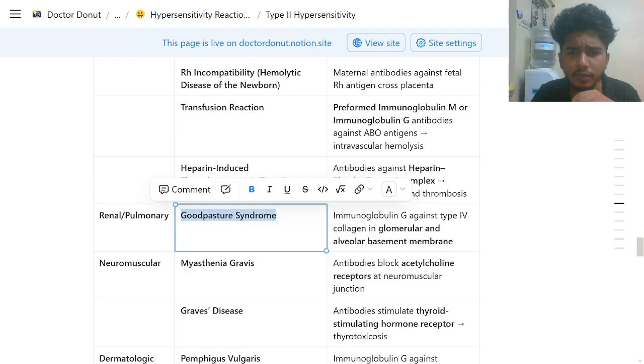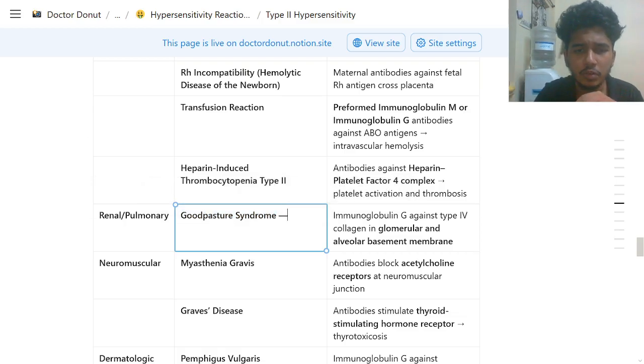Where does it happen? So it's a pulmonary renal disease. It leads to rapidly progressing glomerulonephritis and diffuse alveolar hemorrhage.